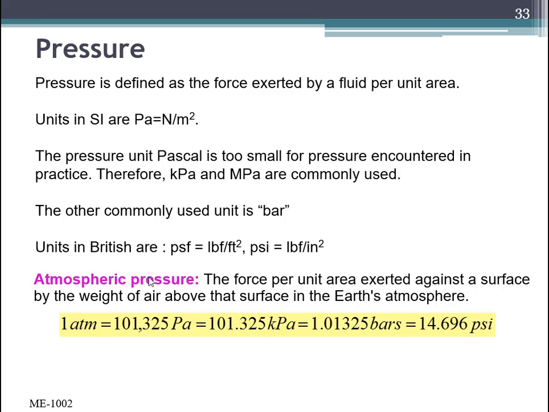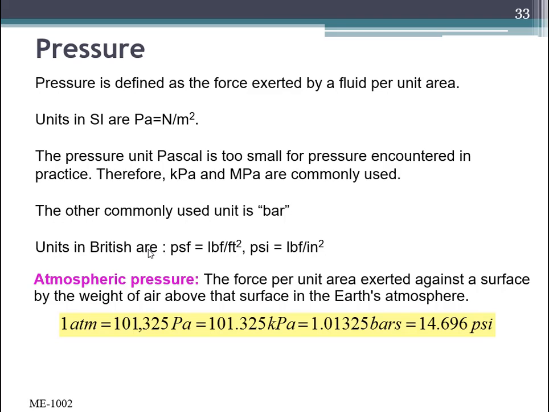Let's talk about pressure briefly and then we will move forward. Pressure is defined as force per unit area. It's Newton per meter square. There are different units of pressure which are written over here. There are pascals, ATM or atmospheric pressure, kilopascal, which is a larger unit than the pascal, bars, and PSI, pounds per square inch. There are British units and there are SI units. We will be using pressure quite often in our future lectures.